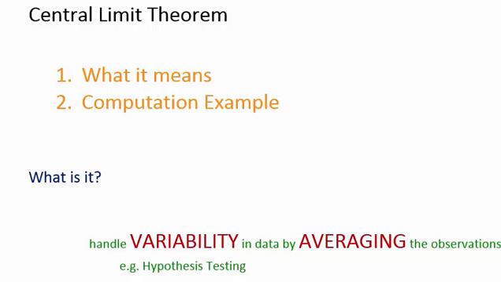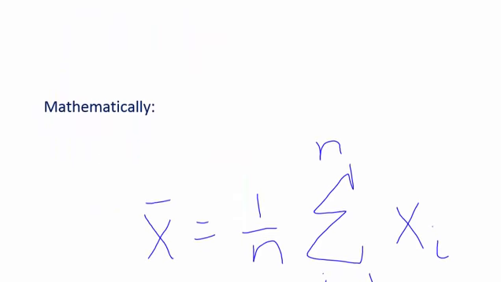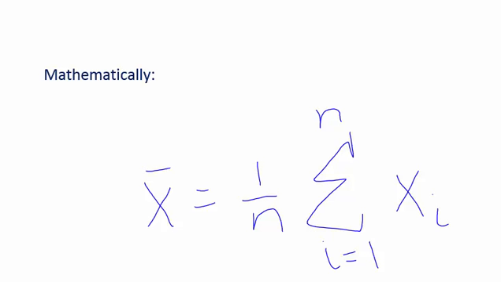For example, in hypothesis testing, what we do is we compare averages of a set of observations to a certain threshold, and that kind of gives us an idea of what's going on. So let me show you what it looks like first mathematically. Again, the central limit theorem is just an average of the number of observations.